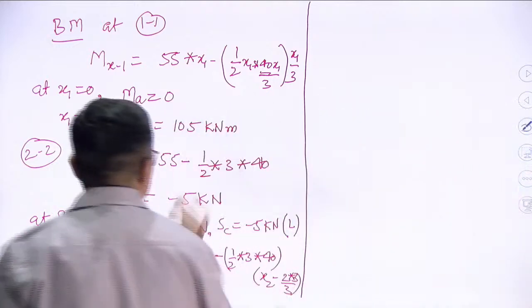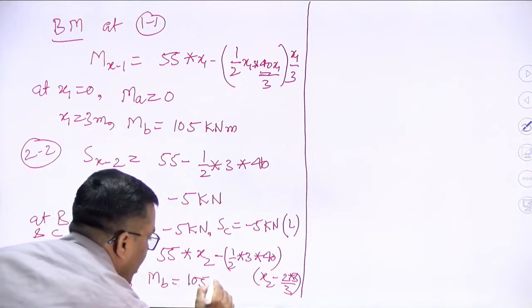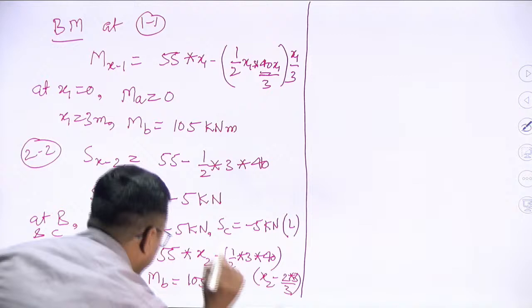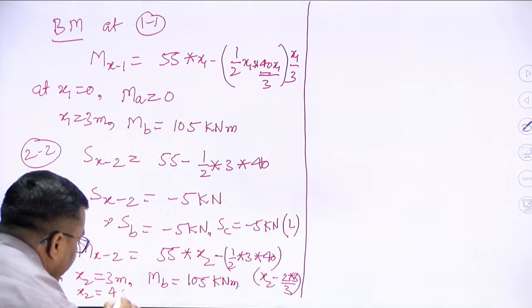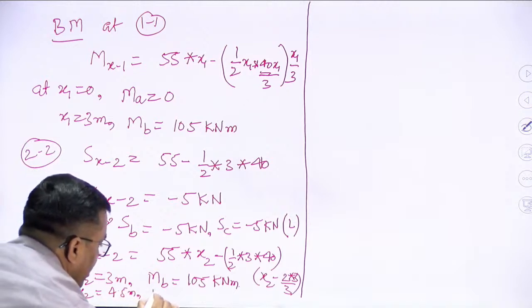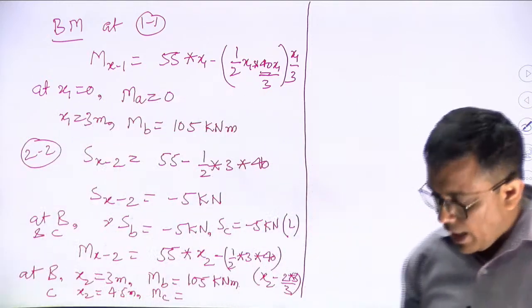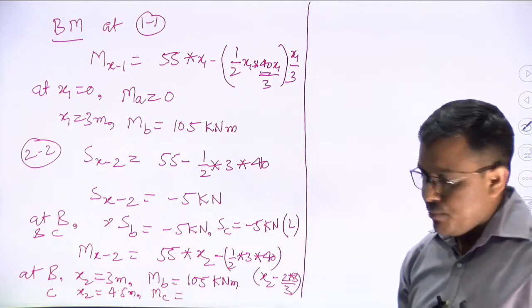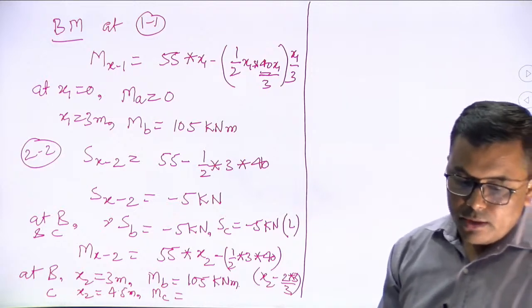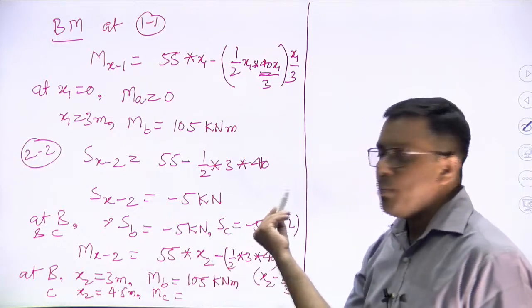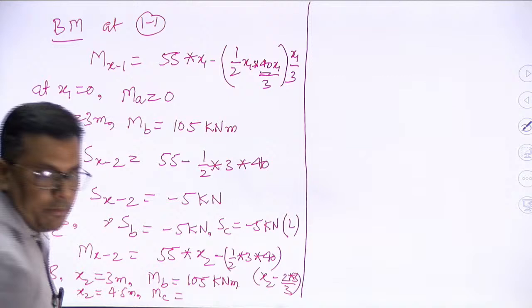I hope you will be getting the same value, 105 kilonewton meter. 105 kilonewton meter. And for point C, x2 equals how much? It is 4.5 meters. Just put it in and see what comes out. Please tell the answer together, then I will feel more comfortable that you are getting it. We only have to put in the value, x2 equal to 4.5, nothing else.